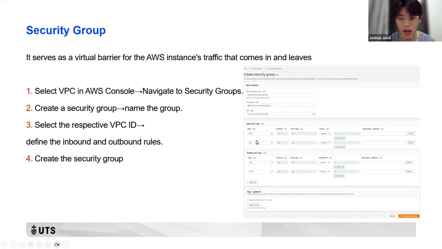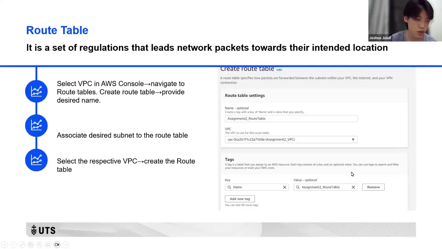So it's the same. For the outbound rules, for SSH, we're using the protocol TCP, the port range is 22, and the destination is anywhere, so it's 0.0.0.0/0. And for HTTP, the protocol is TCP, the port range is 80, and the destination is the same, so anywhere. And fourth, we are going to talk about route table.